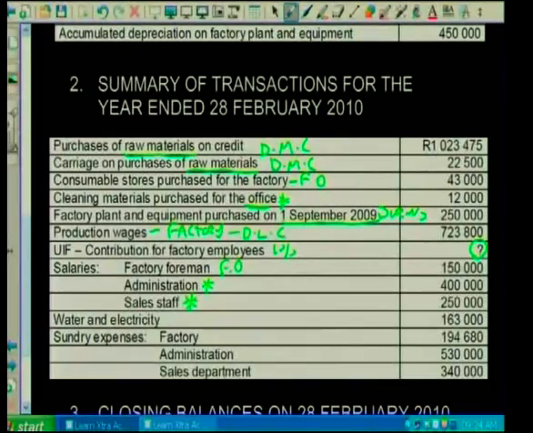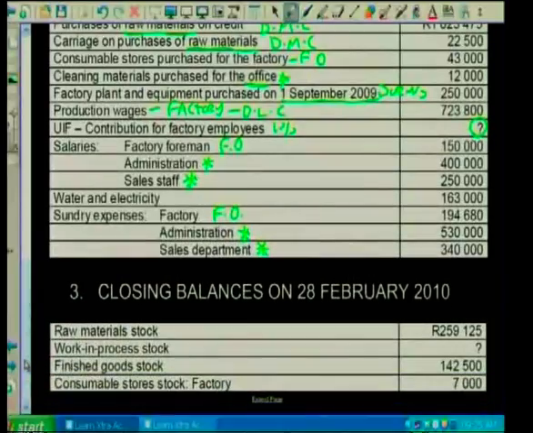Water and electricity is given to me. Then I've got my sundry expenses. Sundry refers to other expenses relating to the factory. So that is a factory overhead. Sundry expenses relating to administration, again, doubt I'm going to need that info. And sundry expenses dealing with the sales department, I also am not going to need that information.